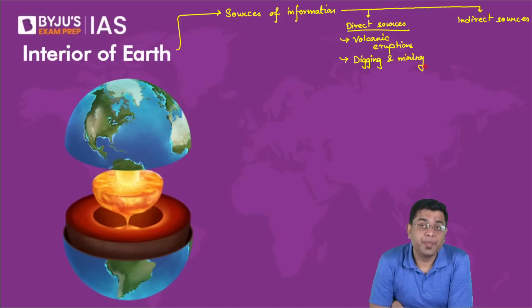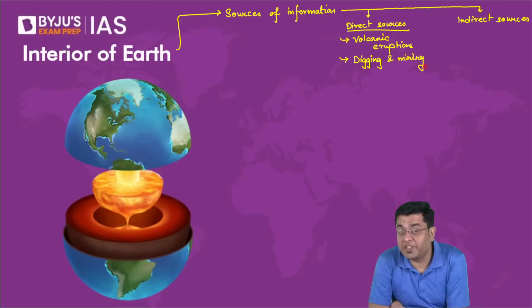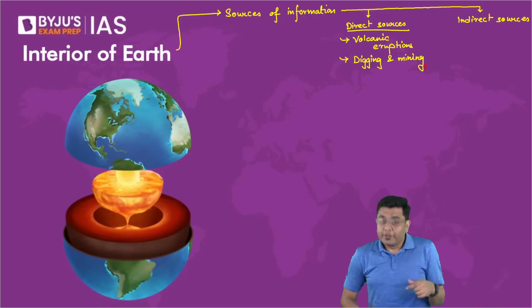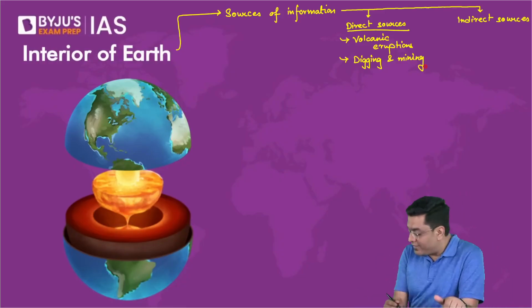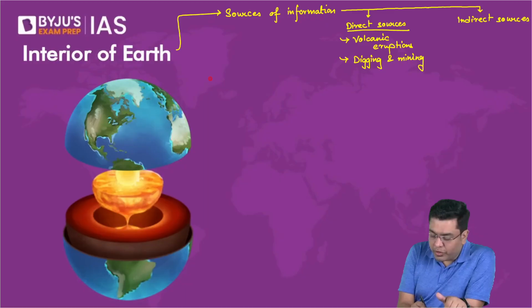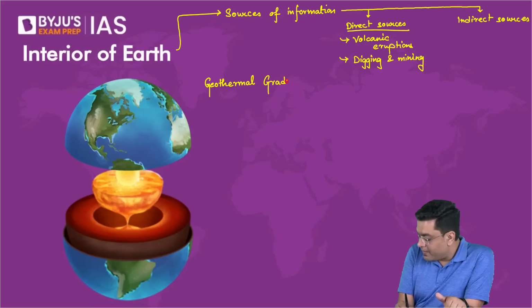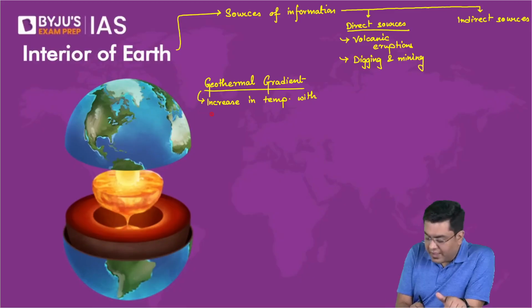And why is that? That is because of residual heat, which has been trapped ever since the formation. So this increase in temperature with depth is what is also referred to as the geothermal gradient. Geothermal gradient: increase in temperature with an increase in depth.